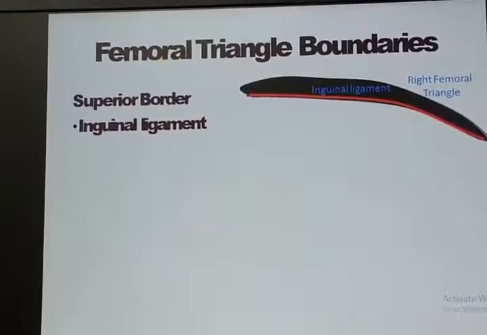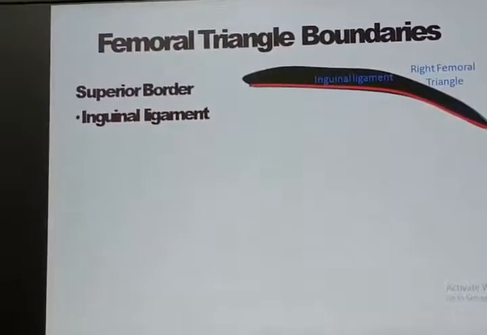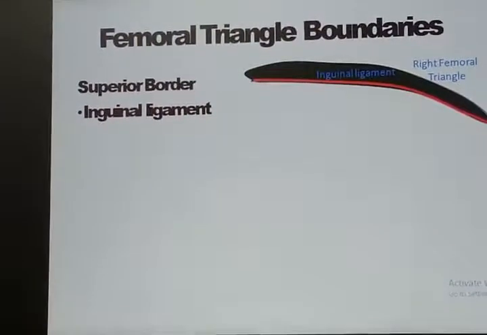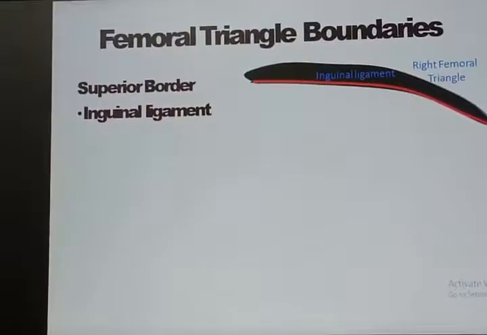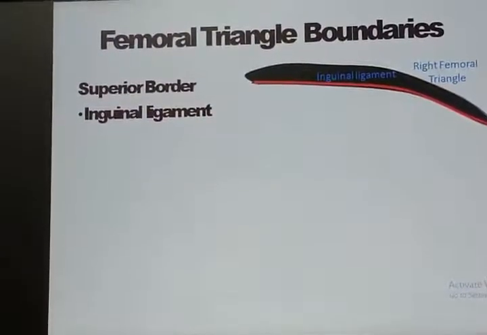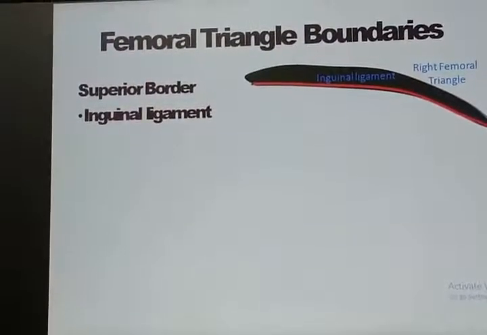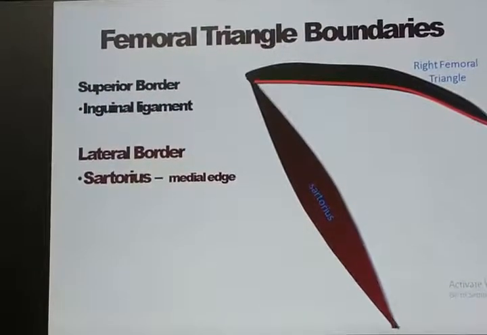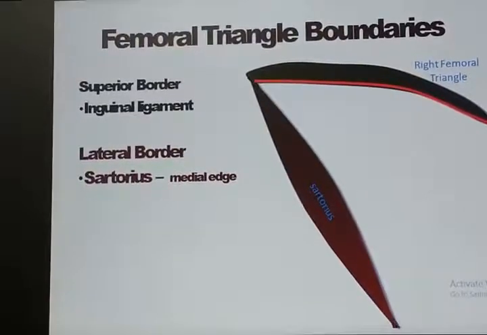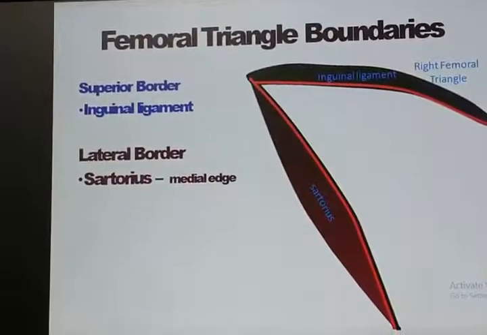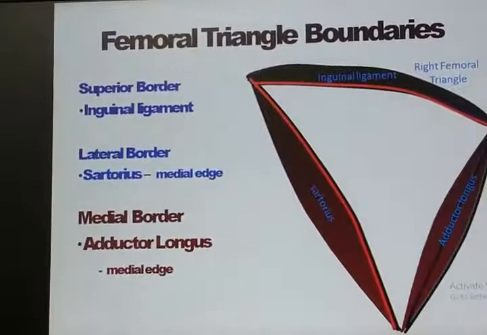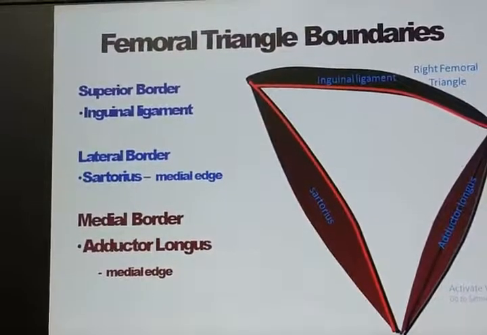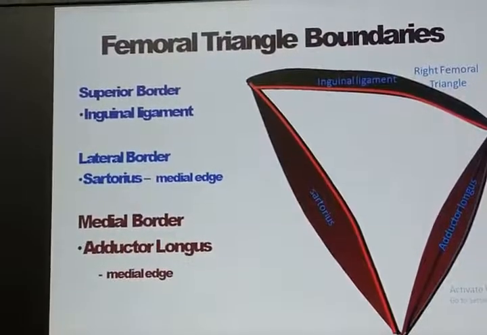Now coming to the boundaries. It has lateral boundary, medial boundary, floor, roof, base, apex. The superior boundary, or superior border or base, is formed by inguinal ligament. Lateral border is formed by medial border of sartorius muscle. So the red color angle is showing the medial border of sartorius muscle. Then the medial border is formed by medial border of adductor longus muscle.